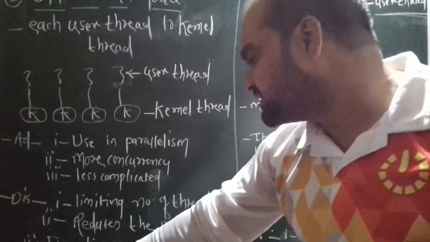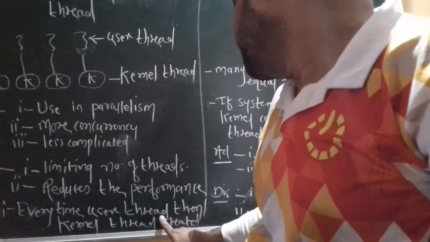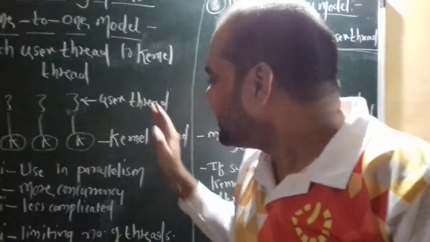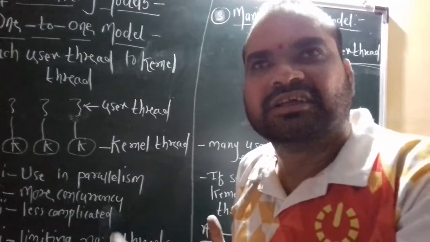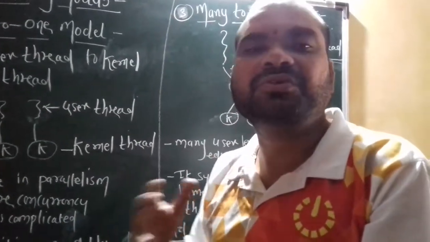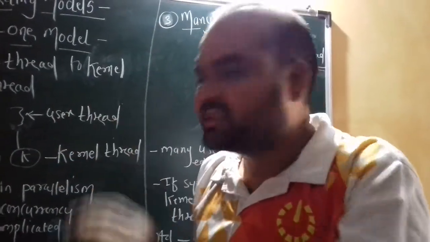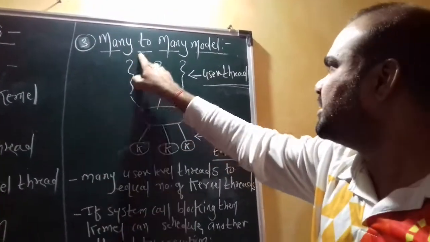Now the third disadvantage is that every time a user thread is created, a kernel level thread must also be created. It means in this model, whenever we create a user thread, we must also create a kernel level thread. That is exactly the disadvantage. Now the third and last type is the many-to-many model.